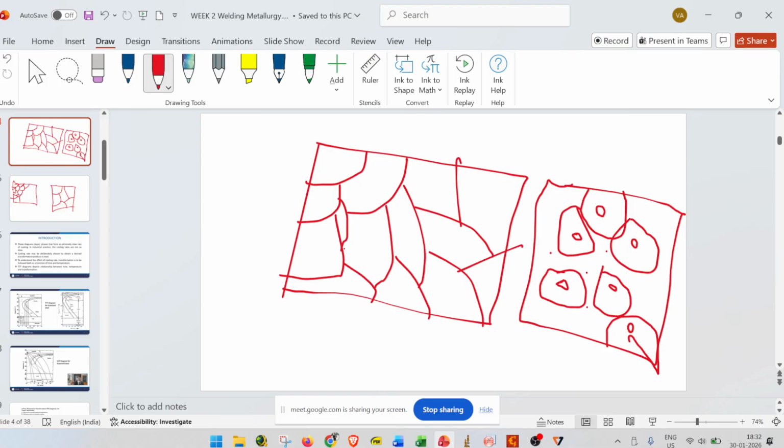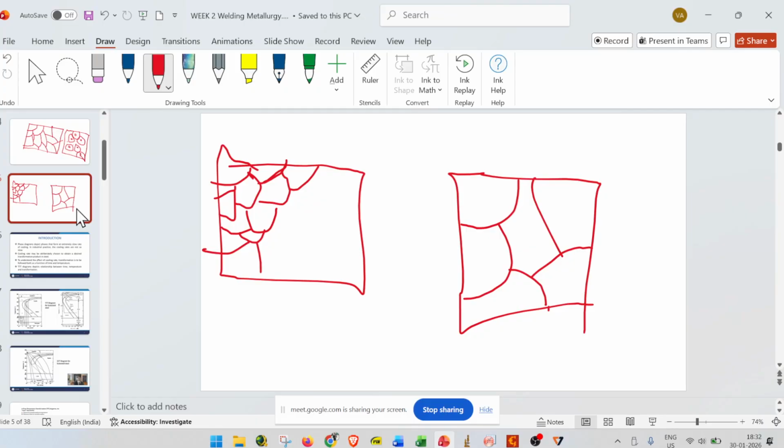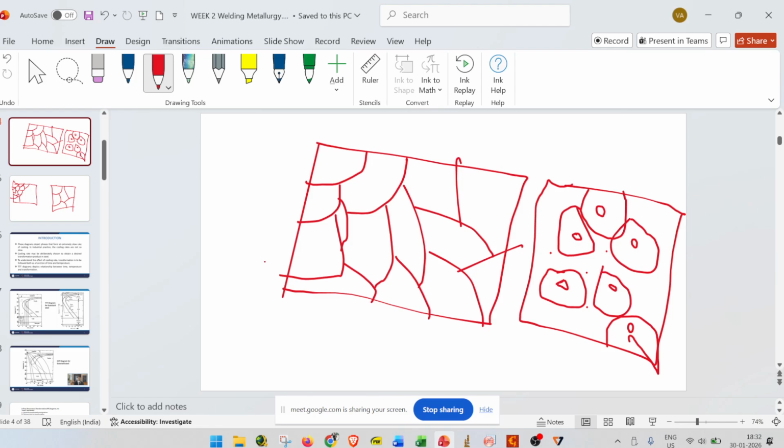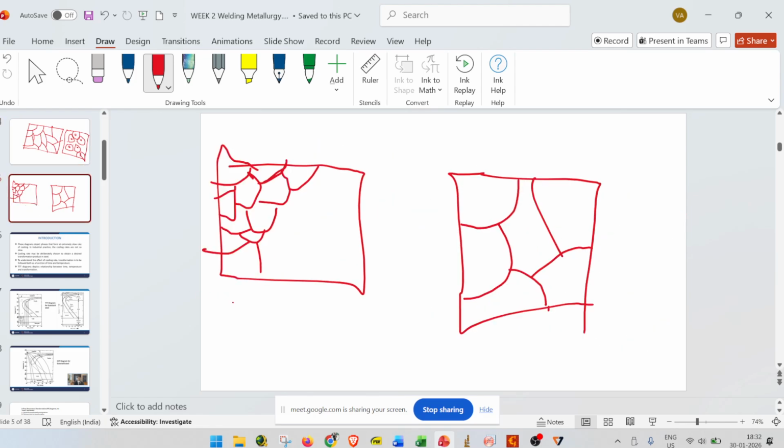But if I go to slower cooling, say grain nucleation is happening here and grain growth is happening here, here and here. If we go at a slower cooling rate, the grains will start to merge and form a single grain. This will keep merging and become coarser grains.